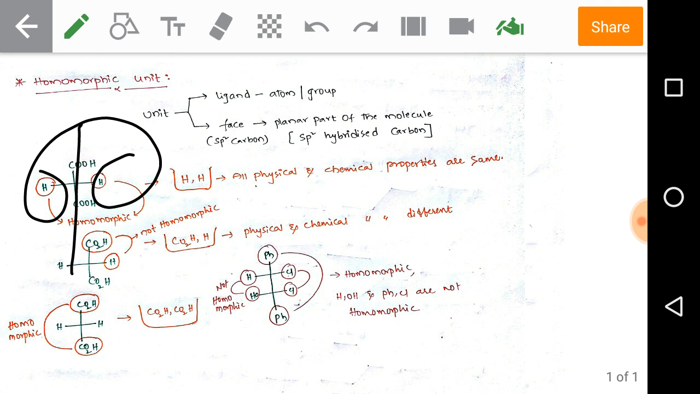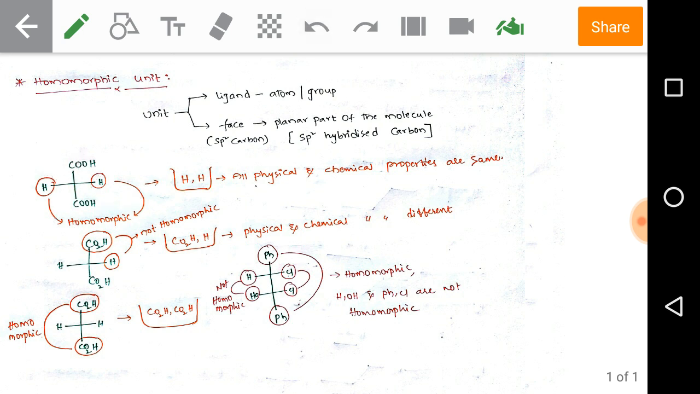So in simple words, how can we define a homomorphic unit here? If we consider these two hydrogens as reference units, and apply symmetry operations on the molecule, like a plane of symmetry, a center of symmetry, that means inversion, a proper axis of symmetry, or an improper axis of symmetry, any of the symmetry operations possible on the molecule through the reference hydrogens.